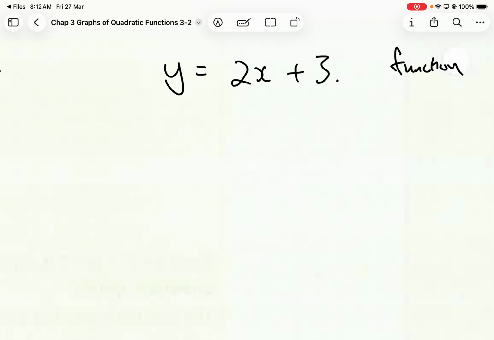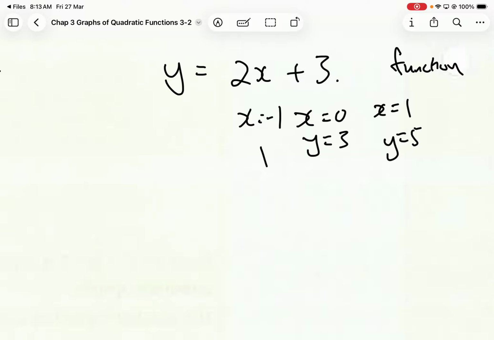Okay? So give a few examples. When x is 0, y will be equals to 2 times 0 plus 3. So y is equals to 3. Okay? So the value of y will keep changing as my x changes. Then when my x is 1, 2 times 1 is 2, 2 plus 3 is 5. So when my x equals to 1, y equals to 5. Let me go the other direction. When x equals to negative 1, 2 times negative 1 is negative 2. Negative 2 plus 3 is 1.